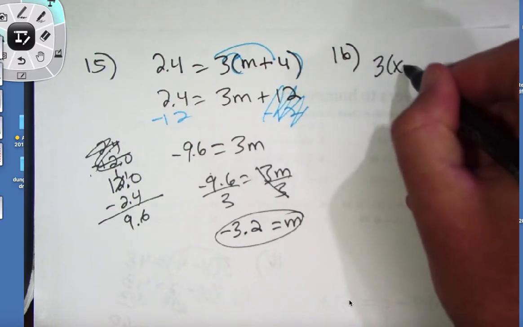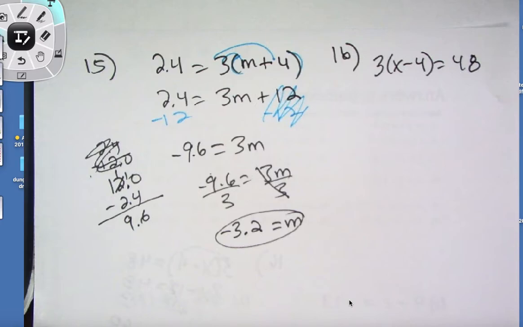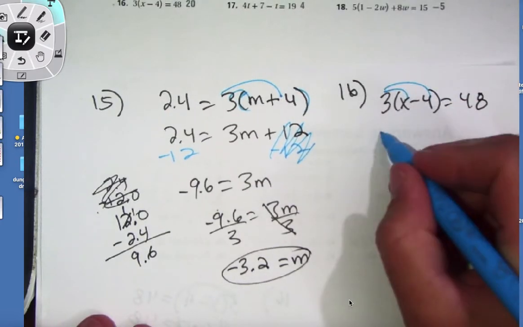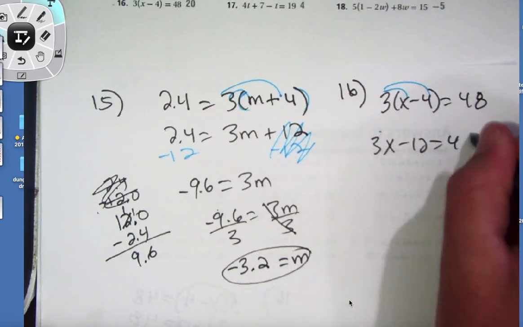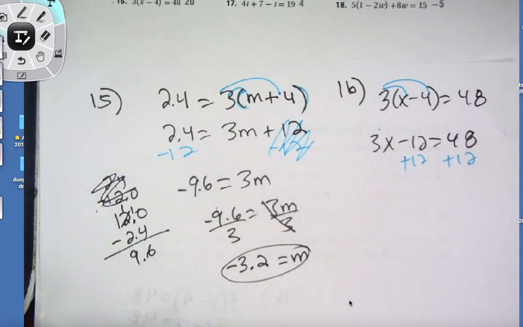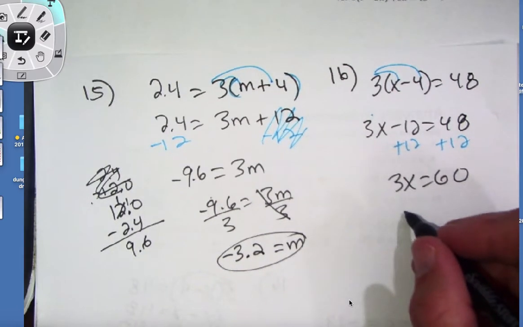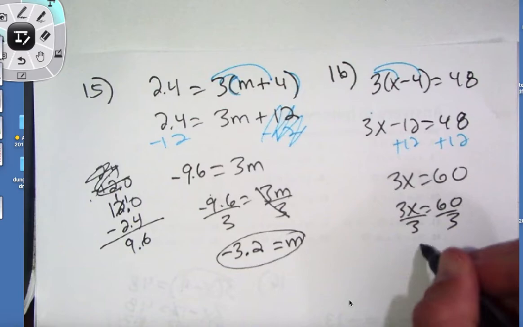3 times x minus 4 equals 48. And again, if you got these right, you don't have to watch every single one, right? Just jump to when I'm talking. So again, we're going to distribute first. We get 3x minus 12 equals 48. Plus 12 plus 12. 3x equals 60. Then we divide both sides by 3, and we get 20.